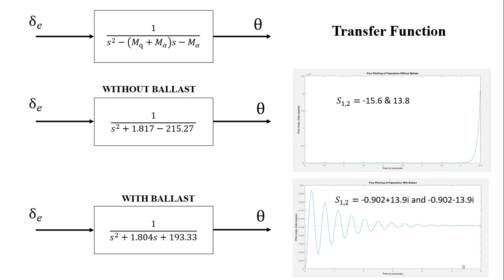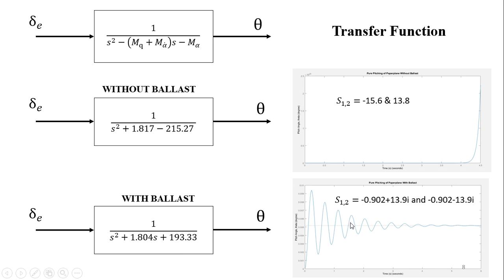Now, let's generate the motion in MATLAB. As we don't have any elevator control, we just put 1 at the numerator, and we can see the pitch angle with no ballast diverges with time, which indicates the system is unstable. Oppositely, for the paper plane with ballast, the oscillation of the pitch angle decays with time, which indicates that it is dynamically stable.